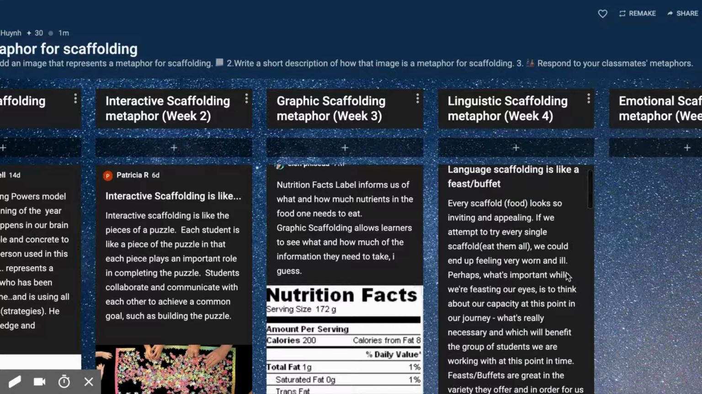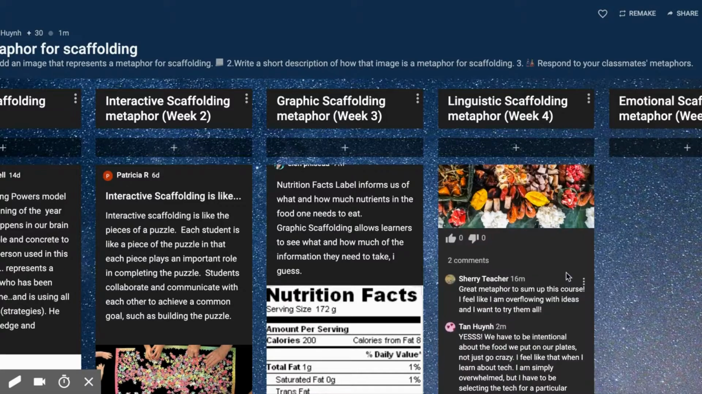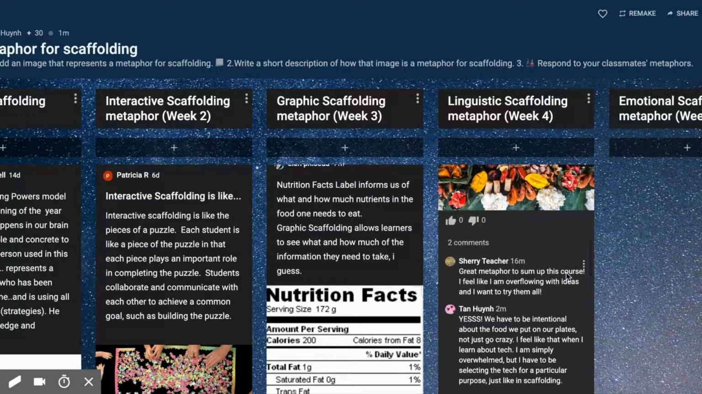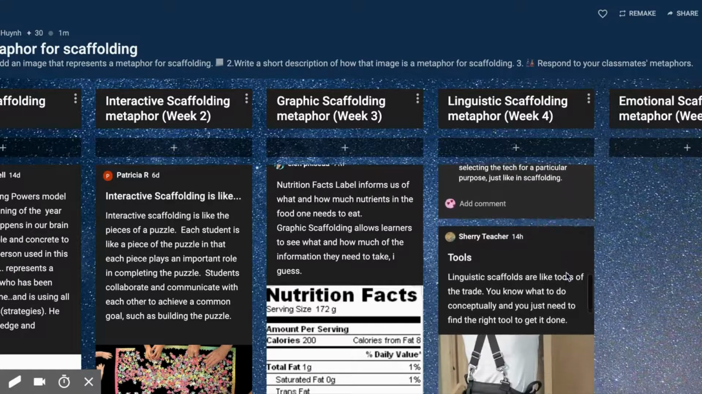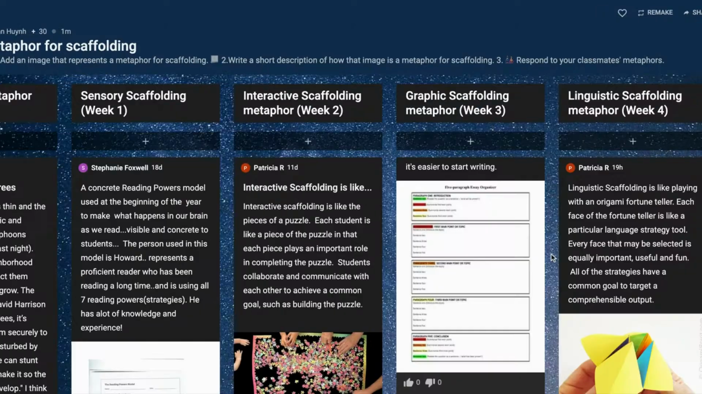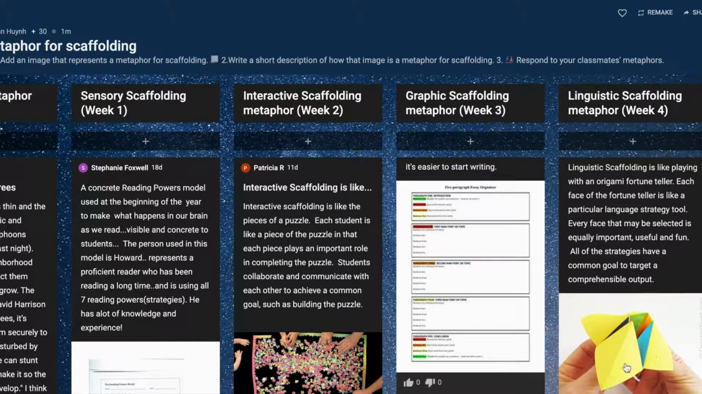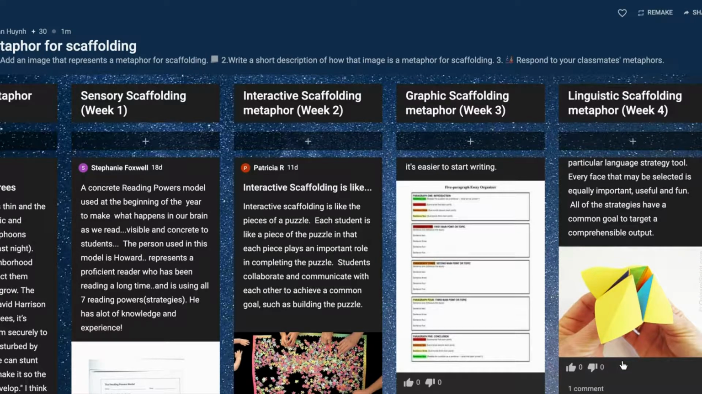Sherry compared linguistic scaffolding to a toolbox, and similarly, Christine compared it to a buffet. Though these metaphors might seem very different, they are quite connected because even though there's a flood of strategies, we have to be intentional about which tool we use and which food we put on our plates, just like scaffolding. Patricia likens linguistic scaffolding to a fortune teller because there are so many different strategies, yet they can all work. It just depends on selecting the one we want to use. Thank you for this unique idea, Patricia.